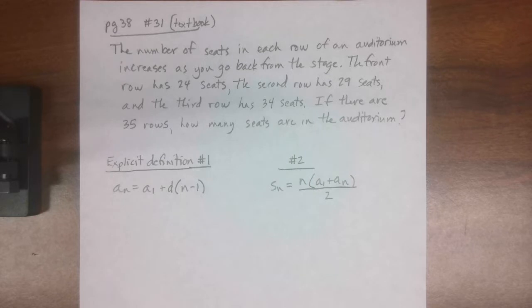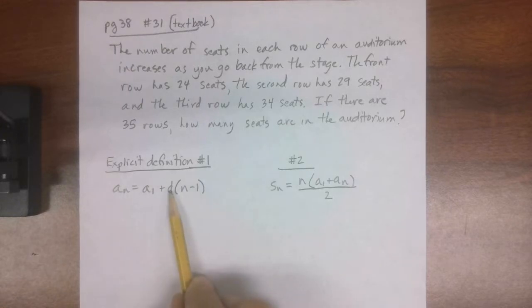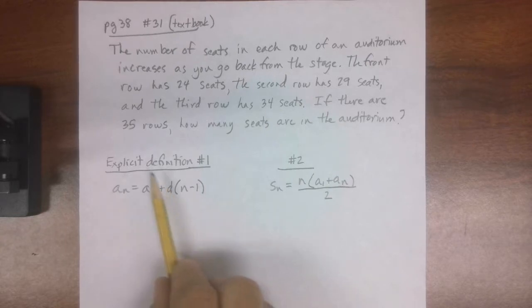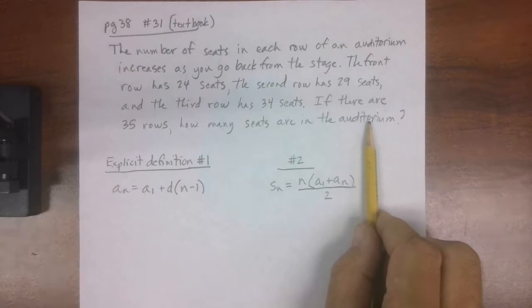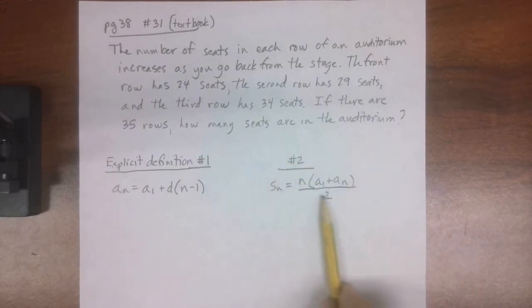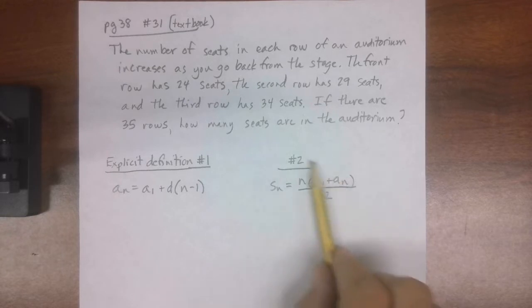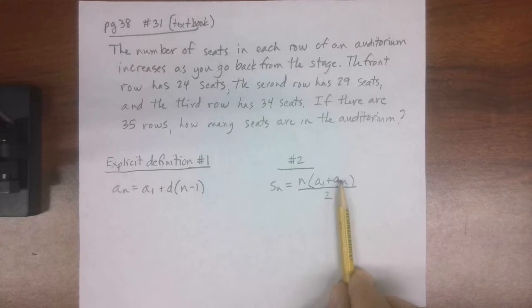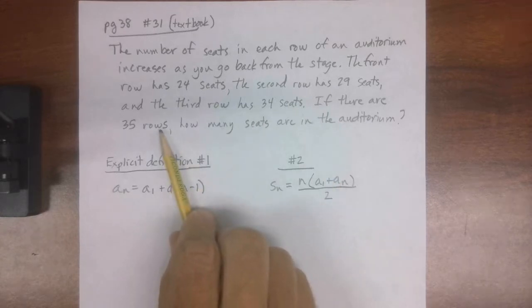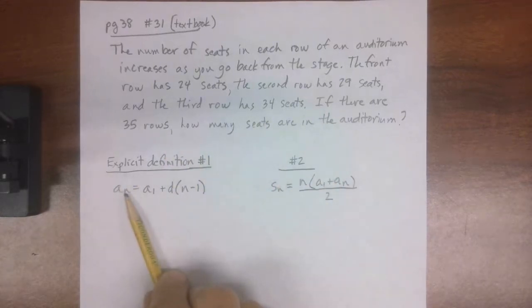Okay, so here's one of these story problems, and remember, the key to these is to determine whether or not you can quickly find d, which is the common difference, or not. If you read this problem, it's asking us to find how many seats are in the auditorium. So I'm doing this problem kind of backwards. We're going to have to use this sum of the entire auditorium formula. But before we do that, we've got to find the number of seats in the back row, in the 35th row, and that's where this formula comes into play.